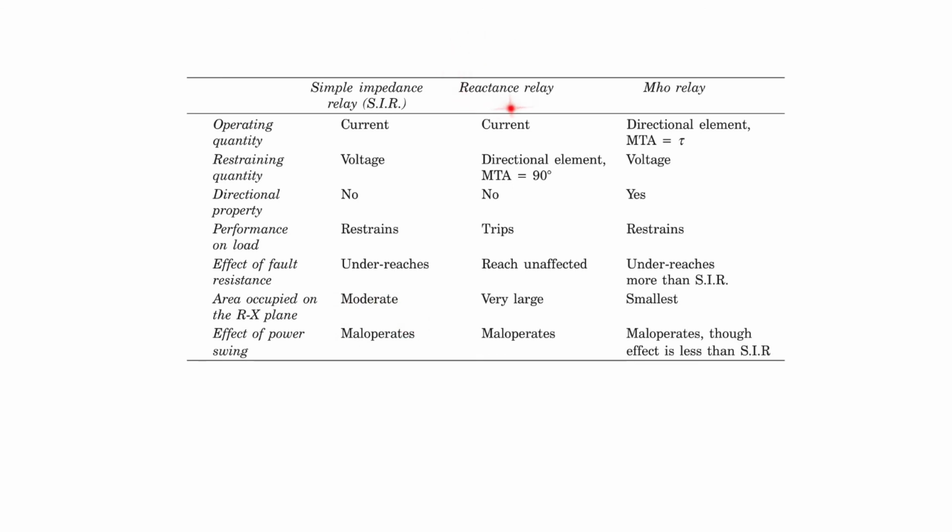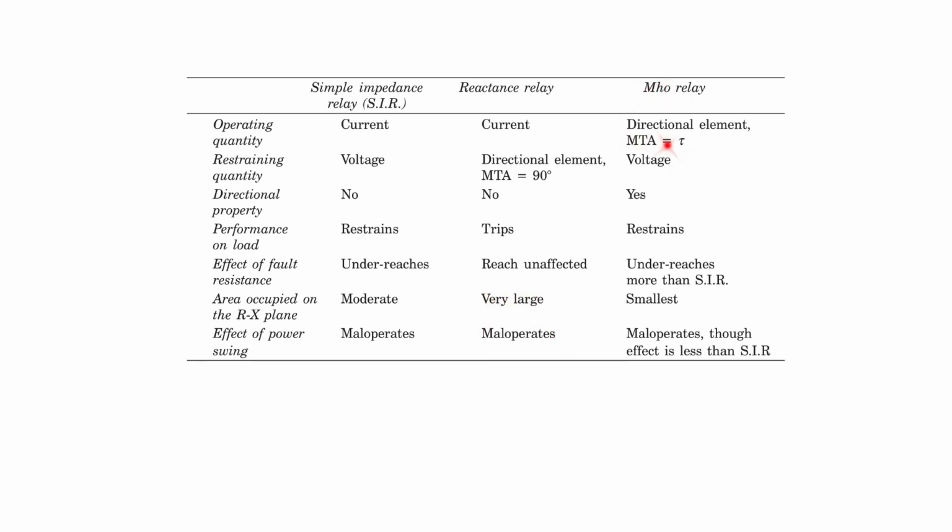Now for the reactance relay, the operating quantity is current and the restraining quantity is a directional element with MTA of 90 degrees. Directional property, no. Performance on load, it will trip. Effect of fault resistance, the reach is unaffected. Area occupied is very large and it will maloperate.